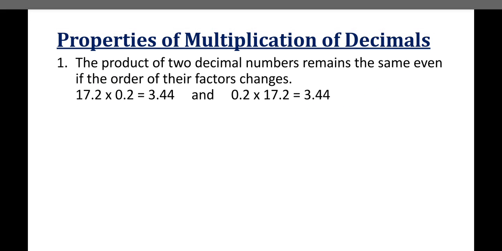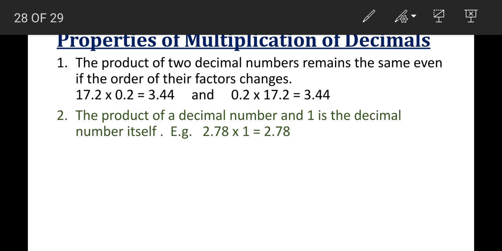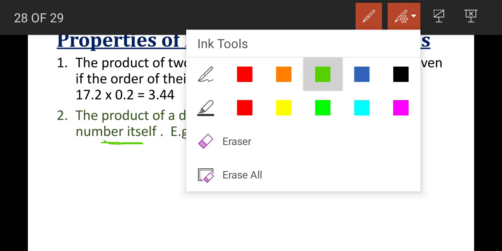Come to the second one. The product of any decimal number with 1 is the decimal number itself. As you know, if we multiply any number with 1, we get the same number. So in decimals also it happens. 2.78 multiplied by 1 is 2.78.